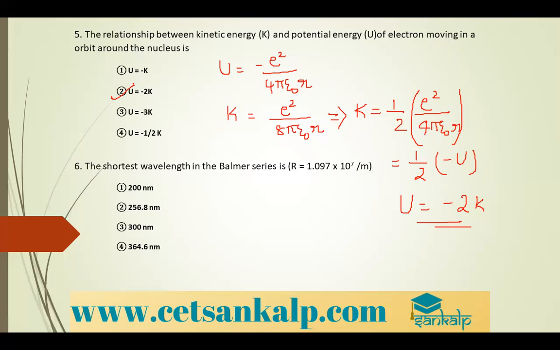So next, the shortest wavelength in the Balmer series. Please remember, N1 is equal to 2, N2 is equal to infinity. So the formula is 1 by lambda is equal to R into 1 by N1 square minus 1 by N2 square. So will you people solve this and find lambda.